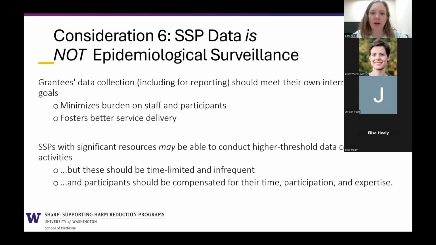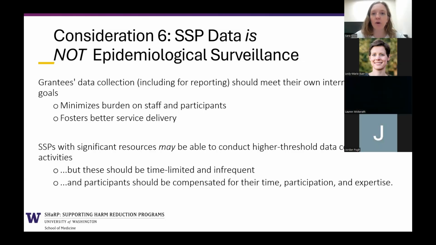And what SSPs are collecting and reporting really should first and foremost meet their internal evaluation goals in order to improve their service delivery. Some SSPs that do have significant resources might be able to conduct more higher threshold data collection activities, but it should be time limited and relatively infrequent, and their participants should be adequately compensated, whether that be through fair wages, cash when possible, not providing gift cards, in order to compensate them for their time, participation, and expertise.